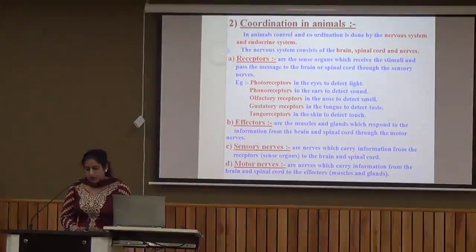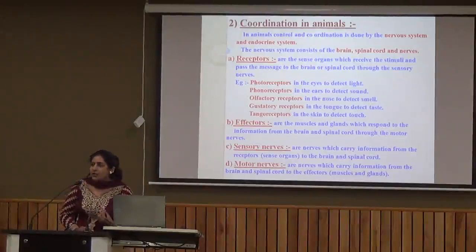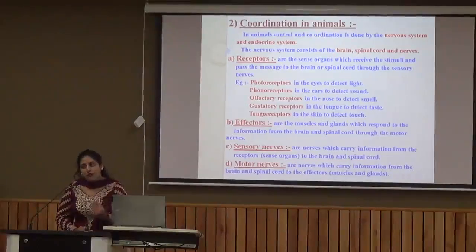The next terminology is effector. What are the effectors? They are the muscles and glands which usually respond. Definitely when we are getting a stimulus, we will respond. So effectors, these are mainly muscles and glands which are responsible to provide any response.